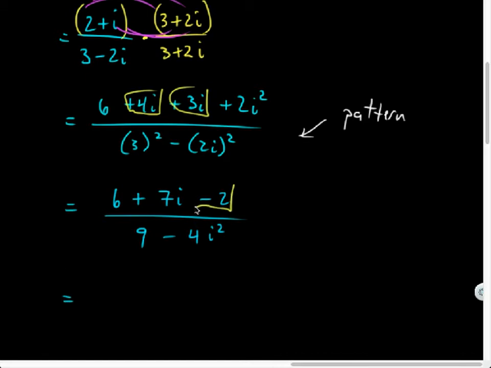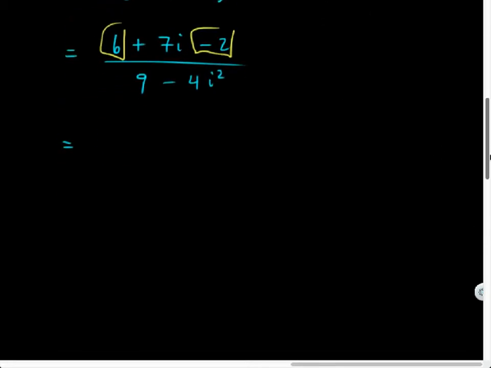And notice the wonderful thing about another i squared is that's just equal to -1 again. So instead of minusing 4 i squared, that's the same as plus a positive 4 if that i squared becomes a -1, which it does. Oh, how lovely. 6 minus 2 up top is 4 plus 7i over 9 plus 4.